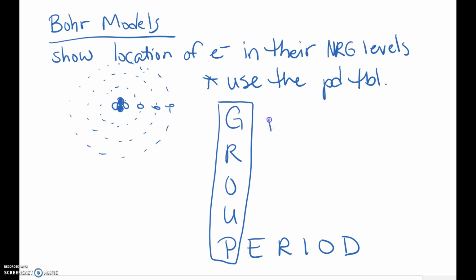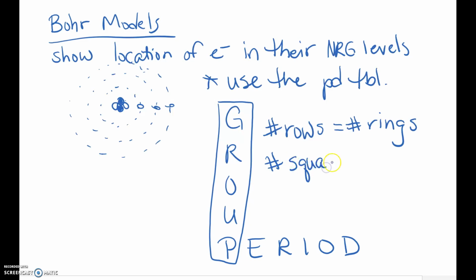Okay, so when we're doing a Bohr model, the number row you're in is going to correspond to the number of rings that you need. So if you're looking at an element in the second row, it would have 2 rings. The number of squares that you actually would count in order to get to that element, so keep in mind that's actually the same as the atomic number because our number of protons is going to equal our number of electrons in a neutral atom. Then the number of squares, or the atomic number of that element, is going to correspond to the number of electron dots that you will draw on those rings.